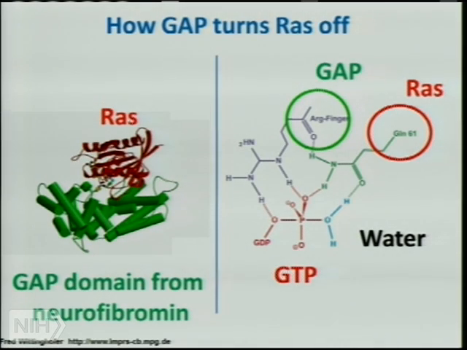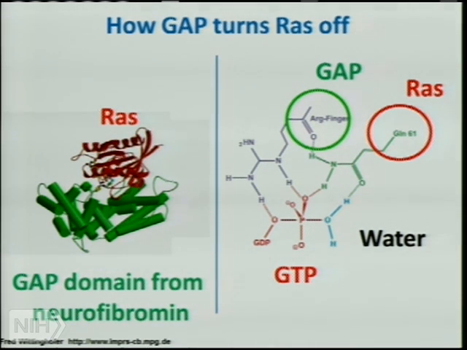So just a little bit on the actual mechanism of the off switch. The structure of RAS and the catalytic domain of GAP from the neurofibromin protein has been solved by Klaus Scheffzek and colleagues. And it shows us how the whole switch normally works in cells in which RAS is wild type. And it's a very cool mechanism, I must say.